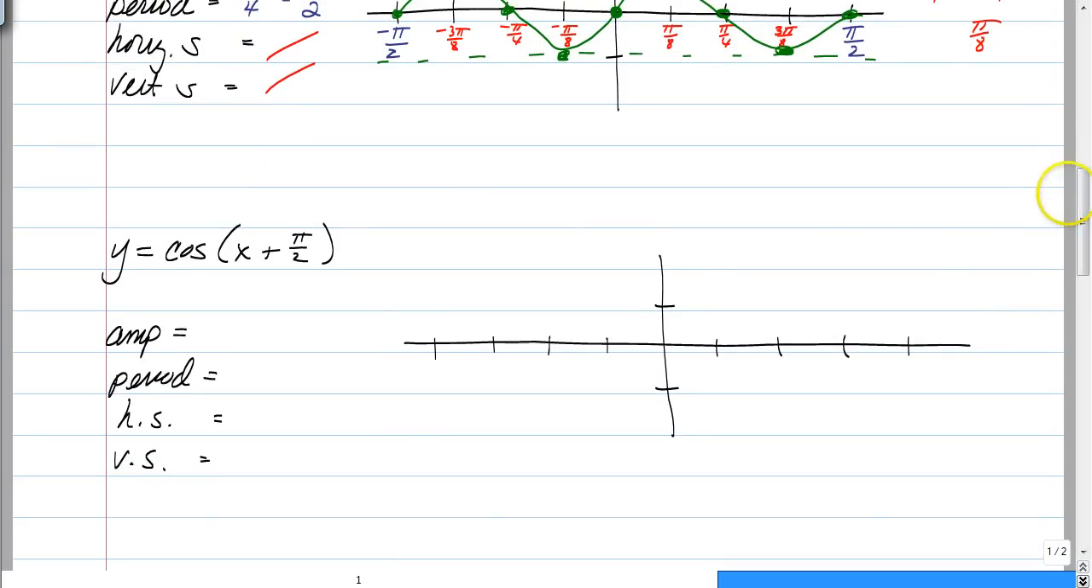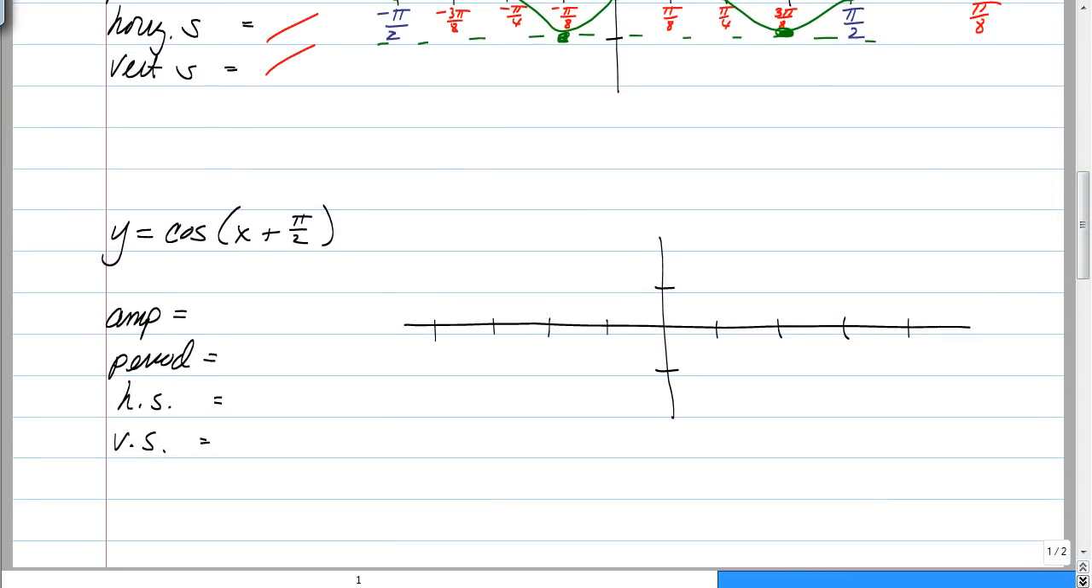Here's an example that only deals with the horizontal shift. So again, this has an amplitude of 1. It has a period. There's no b, so it's just 2 pi. So that means this is a -2 pi. This is 2 pi. You take your period, divide it by 4, and your interval is pi over 2. So we have pi over 2, and then we have pi, then we have 3 pi over 2, and then our 2 pi. Same in the other direction.